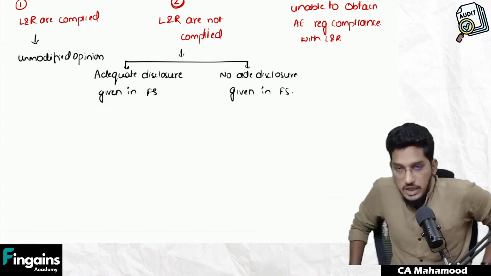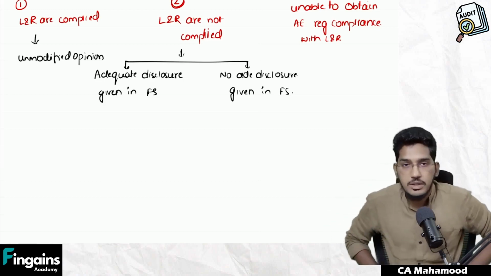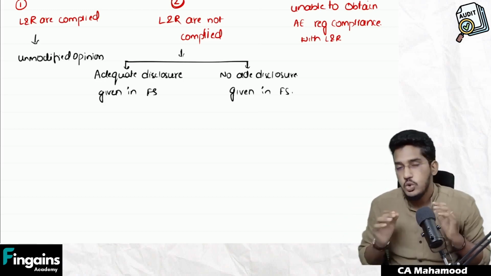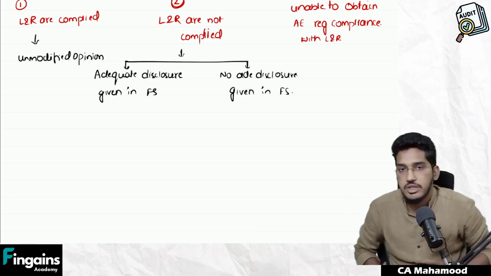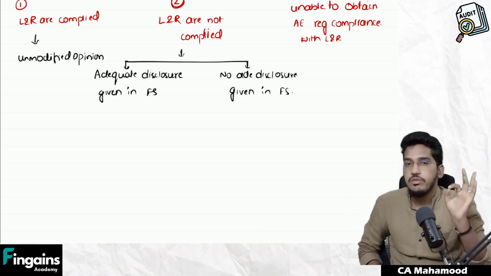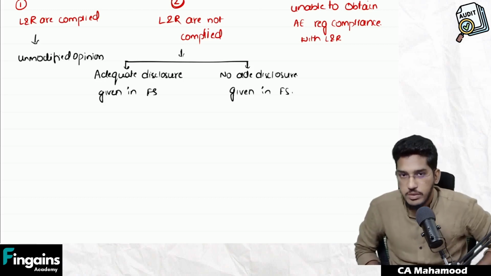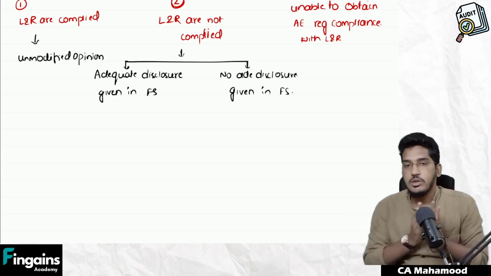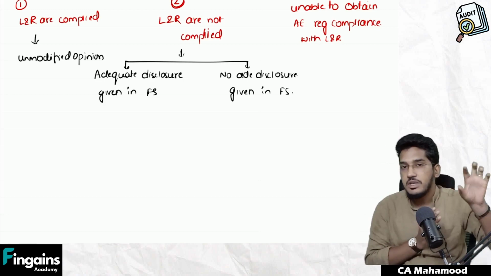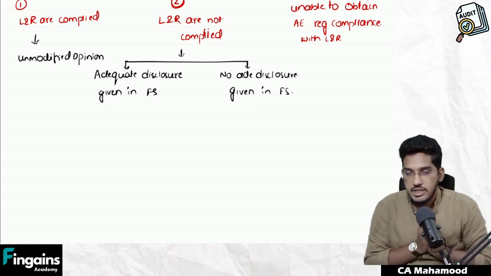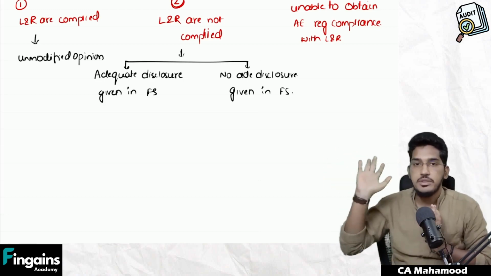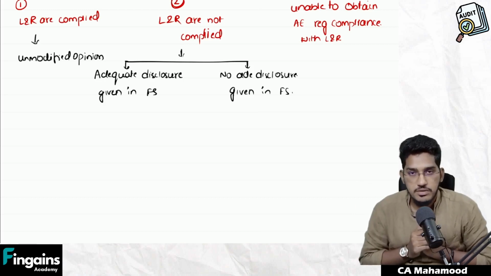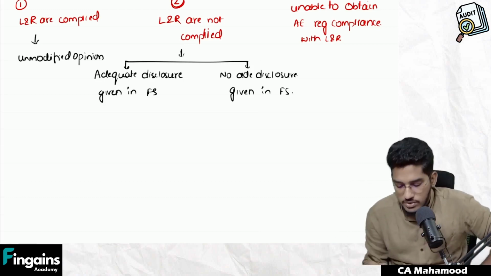So when you came to know that laws and regulations are not complied, and you have evidence for that, don't directly jump to the conclusion that I will give a modified opinion here. No. Before you decide on your opinion, you need to check one more thing. What is the one more thing which we need to check? Okay, laws and regulations are not complied. Did the management give that disclosure in their financial statements, or are they hiding that information from the users of the financial statements? So what is the meaning of adequate disclosure?